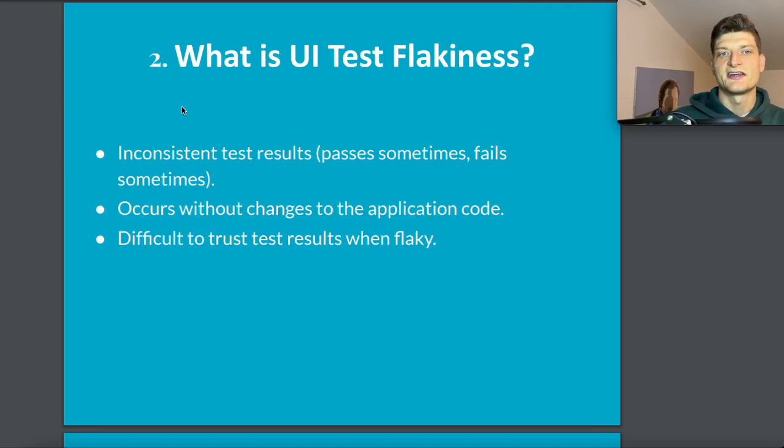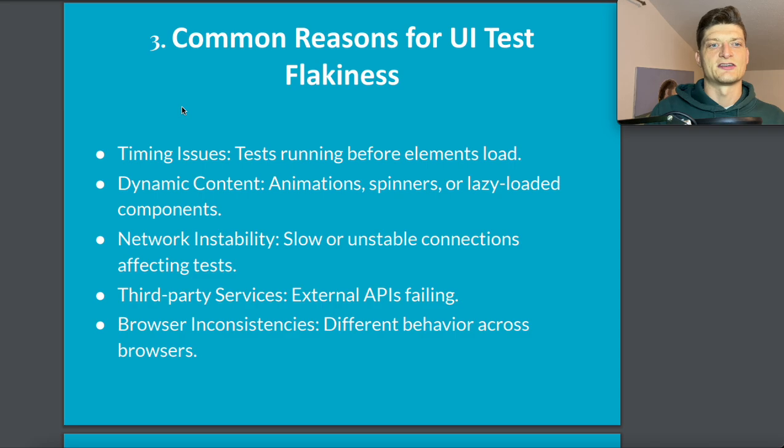And what is actually UI test flakiness? A flaky test is one that sometimes passes and sometimes fails, even when the code stays the same. This inconsistency drives you nuts and makes it difficult to trust your tests all the time. In short, it happens when test outcome varies without any changes. And there are a lot of reasons why tests become flaky. Let's break down and talk about a few.